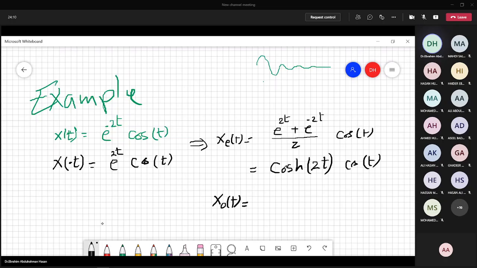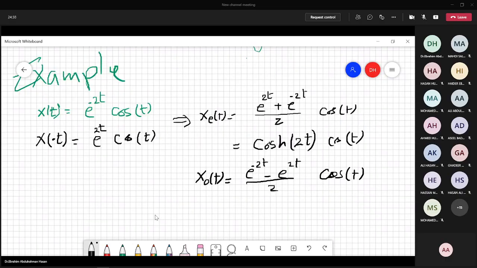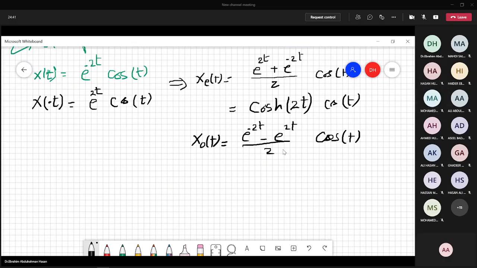And what is x odd of t? It is equal to the subtraction of these two. Again we have a cosine, so we can take cosine of t common, and here we have e to the power of minus 2t minus e to the power of 2t, divided by 2. What is this one? Sinh. But sinh is e to the power of 2t minus e to the power of minus 2t divided by 2. This is the opposite, so then it is minus.